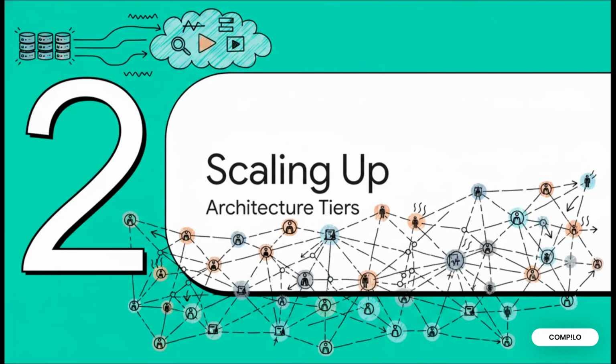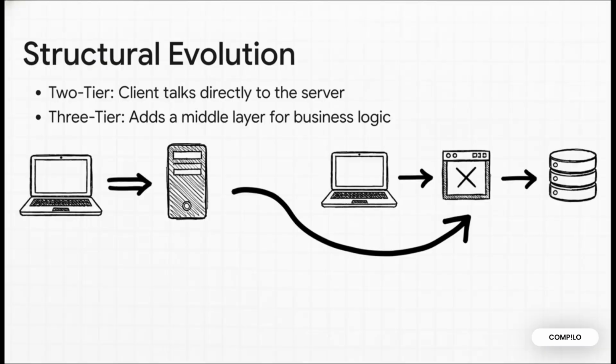Section 2. Scaling up, the architecture tiers. Okay, so that's the basic back and forth. But how on earth does a massive company like Google or Netflix manage this for hundreds of millions of people at the exact same time without their servers literally melting? Well, it all comes down to structural evolution. In the beginning, we had 2-tier architecture. Super simple. Your client talked directly to one single server that held all the logic and the data, which is great for a tiny office, but terrible for the global internet. So it evolved into 3-tier architecture. This separated everything out into dedicated layers.